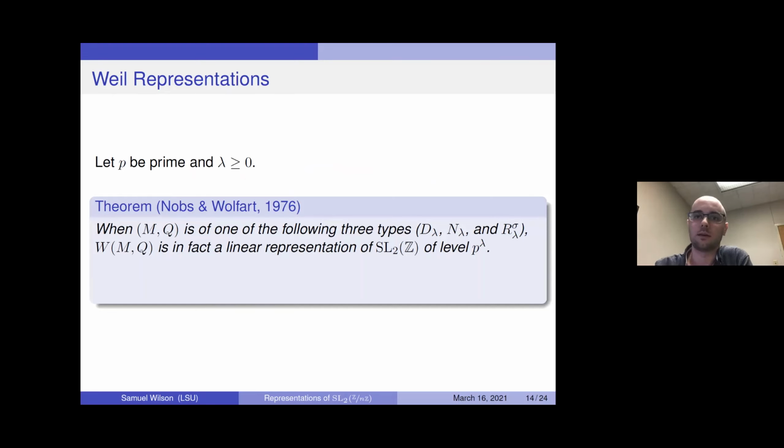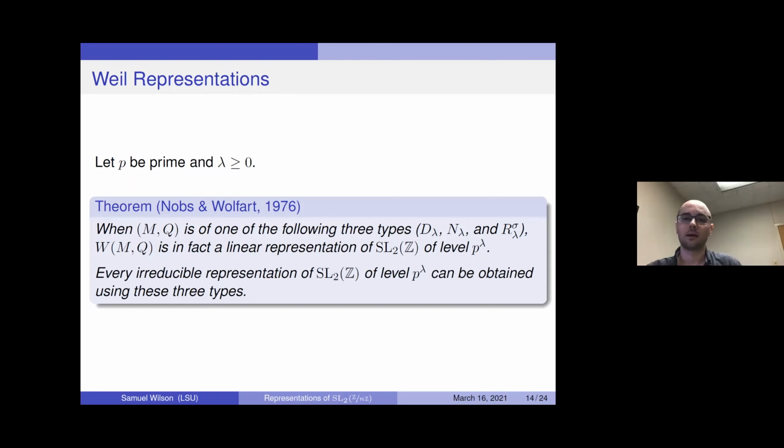So the key theorem here is that if we construct this representation of certain three types D, N, and R, which I'll describe in a moment, then our representation isn't just projective, but in fact an honest linear representation. And we can give it a specific prime power level p to the lambda. And furthermore, every irreducible representation of level p to the lambda shows up inside one of those three types, either as a subrepresentation or occasionally as the tensor product of two subrepresentations thereof. Okay. All right. Any questions so far?